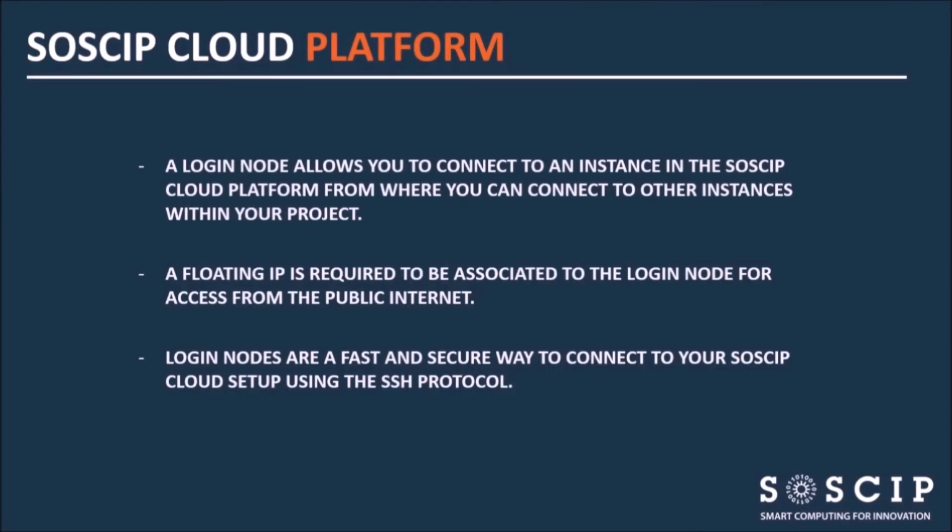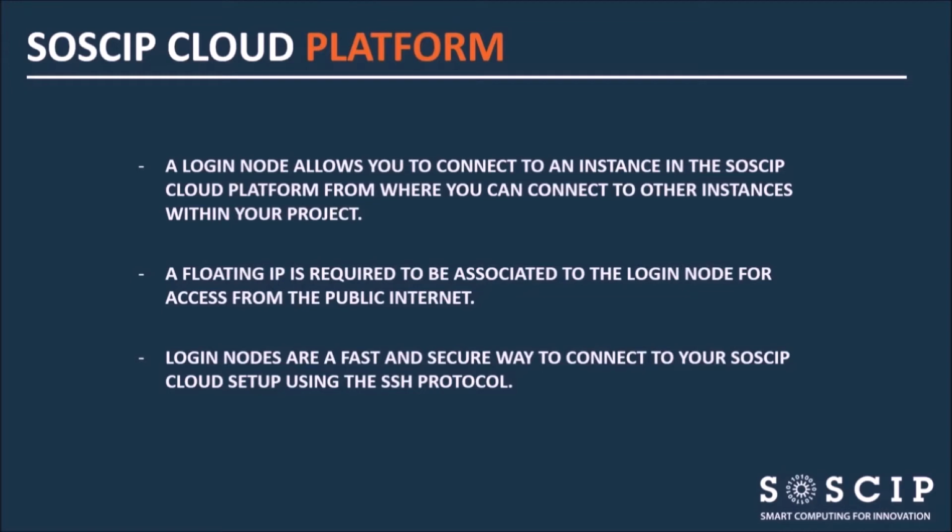In this video, we will walk you through how to set up a login node for SSH access from the public internet to your servers in the SOSCIP Cloud. Virtual machine instances in a project will, by default, be able to reach the public internet, but will not be reachable from the public internet. It is possible to make a machine reachable from the public network by assigning it a floating IP address and modifying some access and security rules.